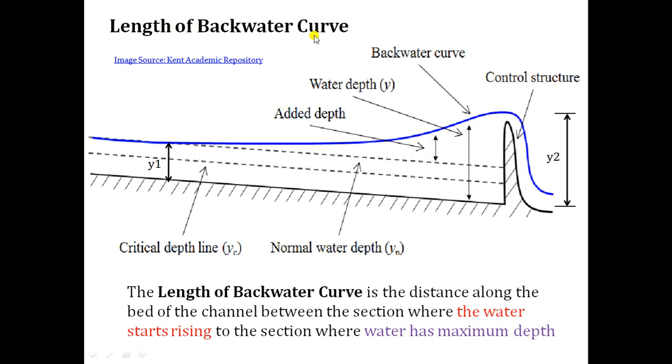Coming to length of backwater curve. The length of backwater curve is the distance along the bed of the channel between the section where the water starts rising to the section where the water has maximum depth.